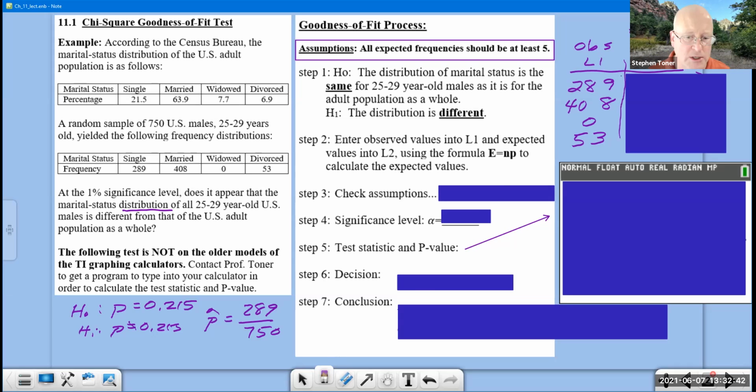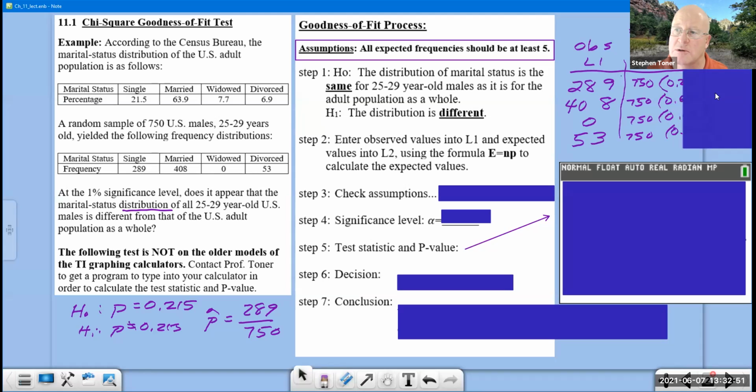that we had back in the binomial chapter. And so what we're going to do is take the value of N, which is 750, because that's how many people were surveyed, and we're going to multiply each of those by their probabilities here. Now, notice in the widowed category, it was 7.7%, and I wrote this over here as 0.077. Don't forget to put that 0 in there, because without it, you're going to be treating it as 77%, and you've got to be careful with your calculator movements.